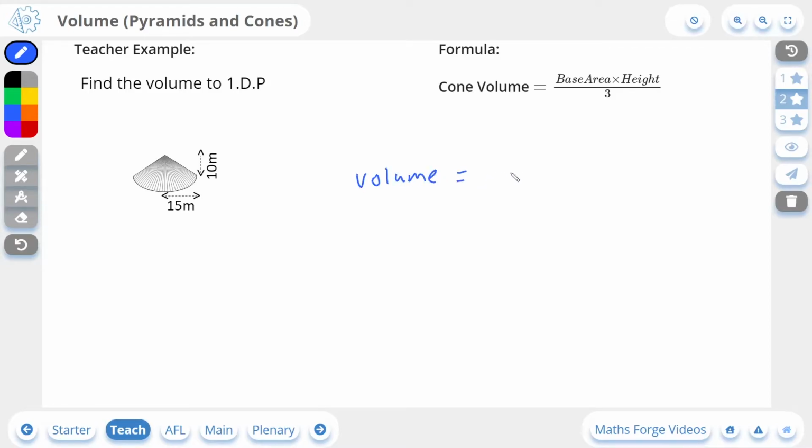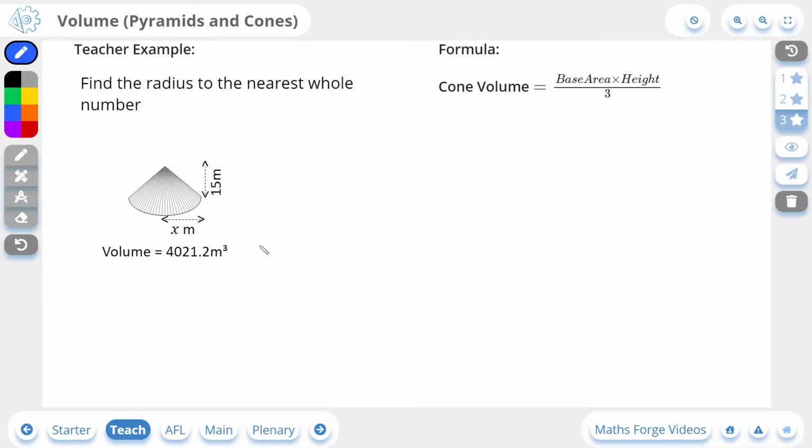So now if we calculate this, the base area is pi r squared, and in this case r is 15, so it's going to be pi times 15 squared, times the height of this cone, which is 10, all divided by 3. Putting this into our calculators, we get the following: 2356.2 to one decimal place. And since we're calculating a volume, the units are going to be meters cubed. And if we check our answer, there it is.